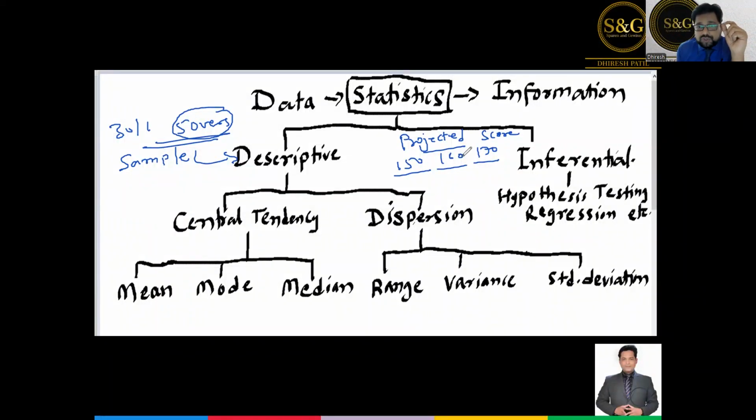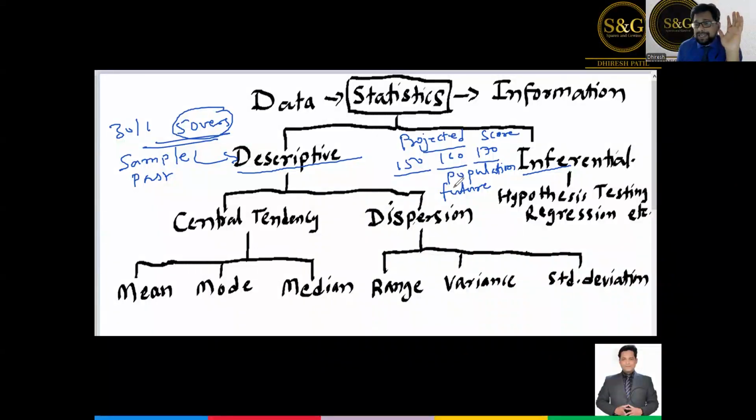The projected score is about the population, and it is called inferential statistics. For the sample, it is called descriptive. For the population, we are inferring from the sample's descriptive statistics. We are inferring about the population. It is called inferential statistics. Are you clear? There are 2 types of statistics, descriptive and inferential. Descriptive is about a sample, it is about the past. And inferential is about the population, about the future. It's a prediction about the behavior of the population.